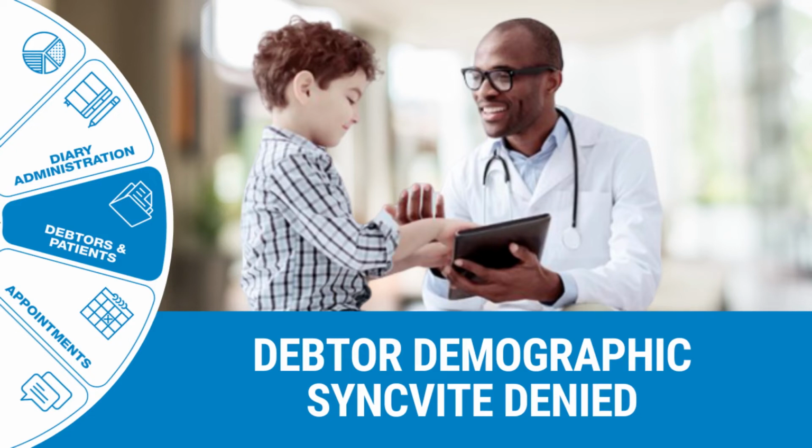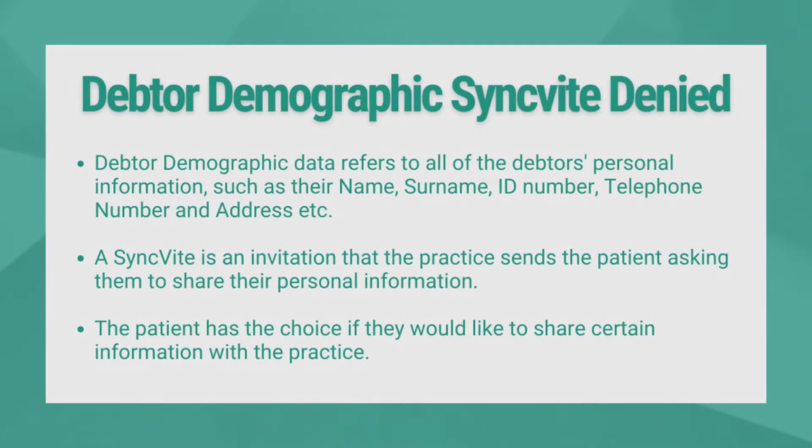The goal of this video is to show you what happens when the user denies the debtor demographic Syncvite. Debtor demographic data refers to all the debtor's personal information such as their name, surname, ID number, telephone number, address, etc. A Syncvite is an invitation that the practice sends to the patient asking them to share their personal information.